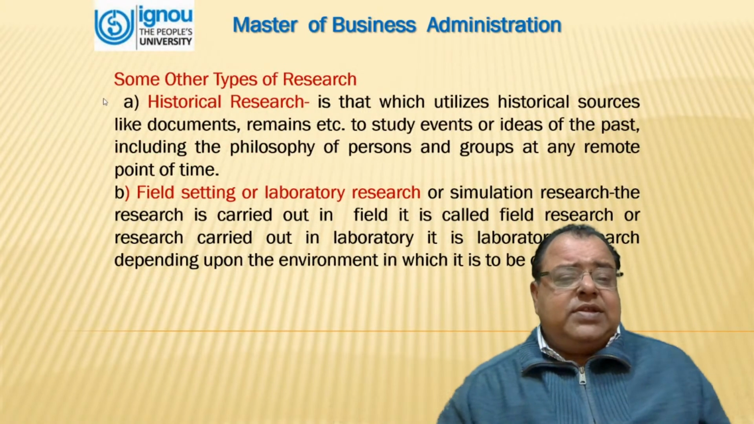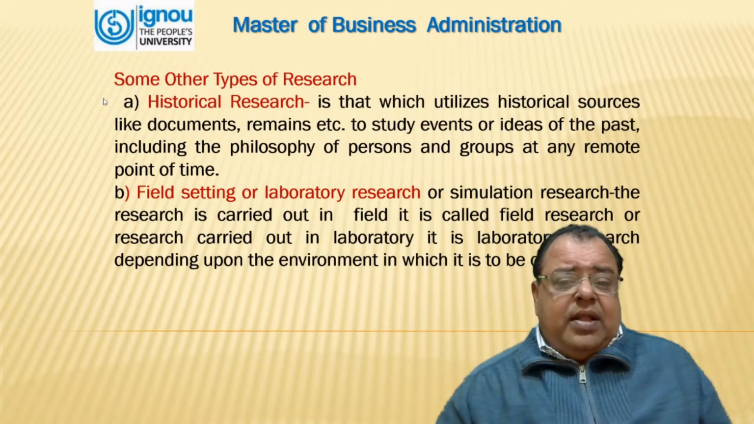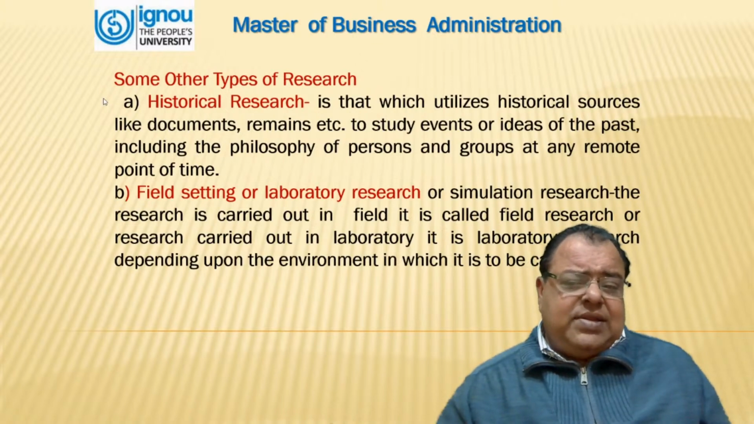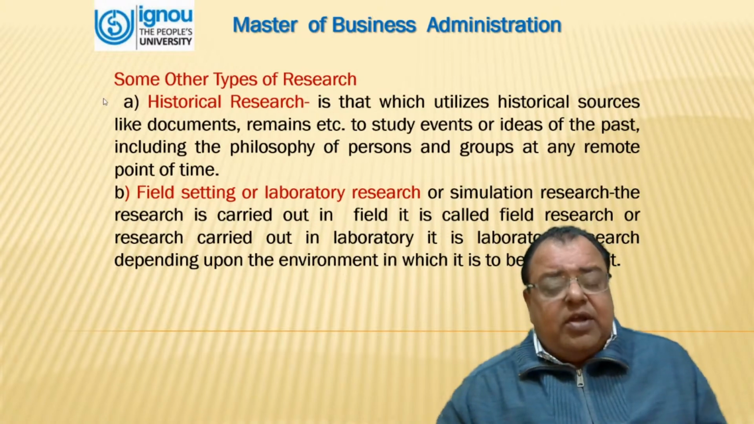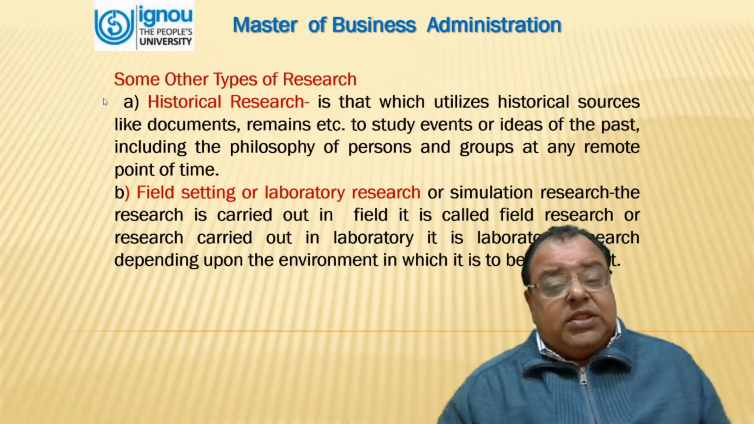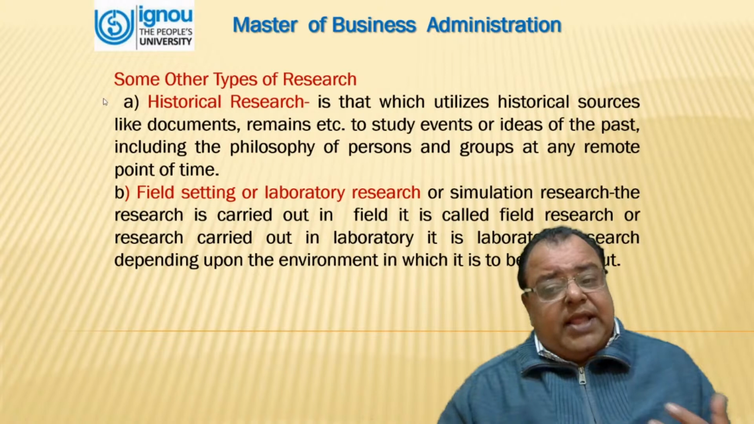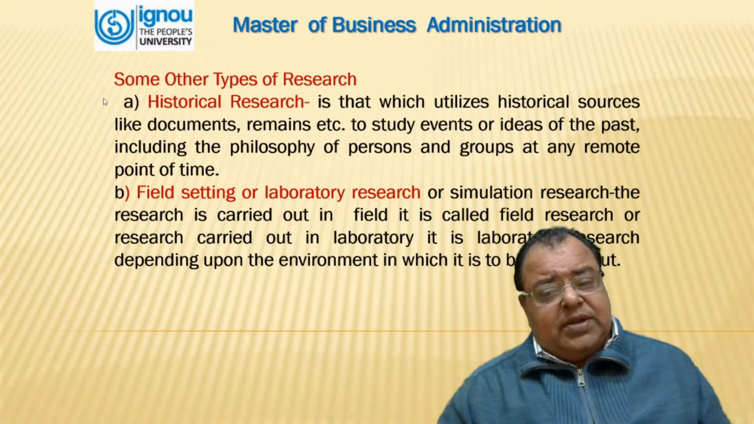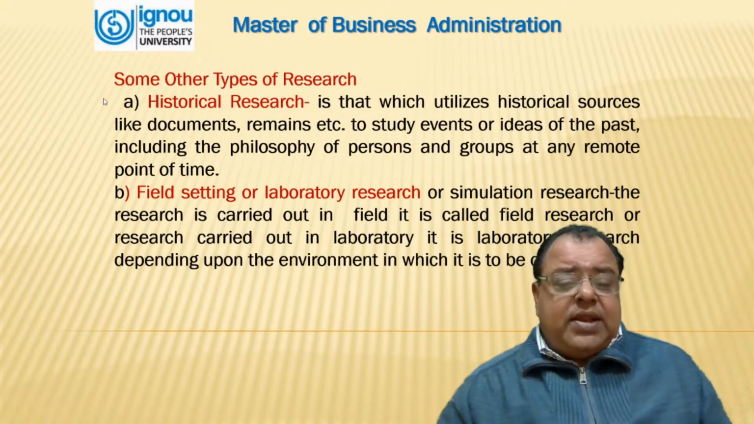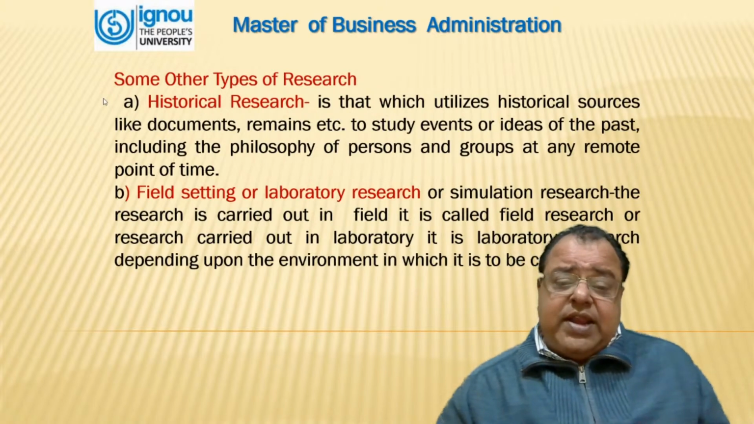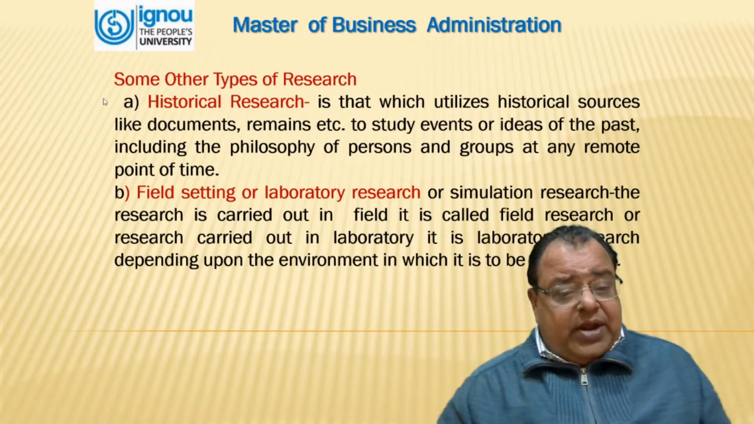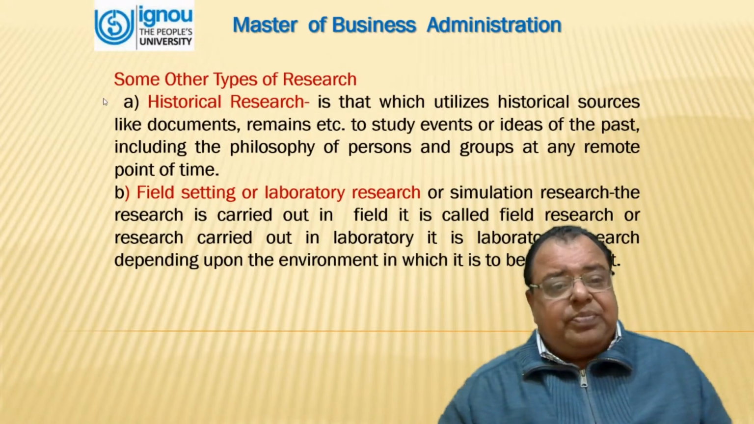Some other types of research are historical research, which utilizes historical sources like documents, remains, etc., to study events or ideas of the past, including the philosophy of persons and groups at that remote point in time. The second one is field setting or laboratory research or simulation research. The research is carried out in the field and it's called field research, or it is carried out in a laboratory, and it is called laboratory research, depending upon the environment in which it has to be carried out.